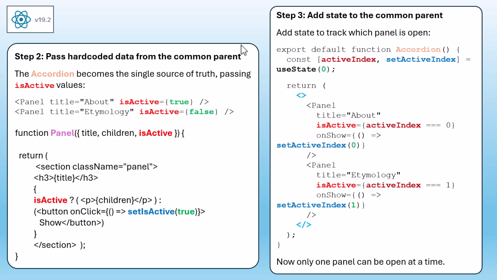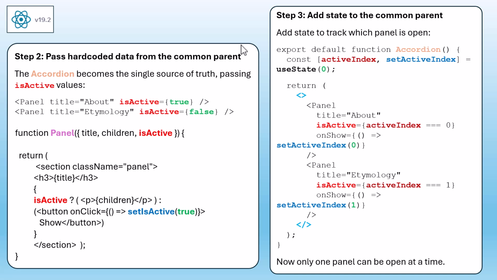3. The process of lifting state up. There are three main steps to lift state up properly. Step 1. Remove state from the child components. You begin by removing the local state from each child. Instead of each panel having its own active status, that information will be provided by the parent component. The parent will now decide which panel is active and pass that information down as a prop.